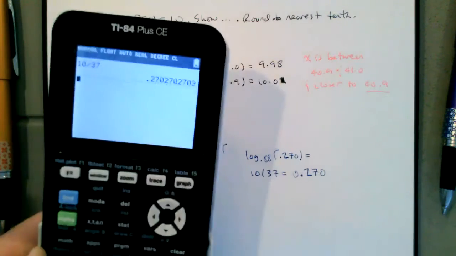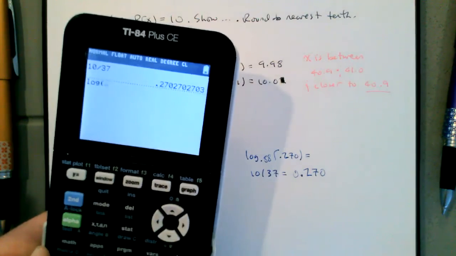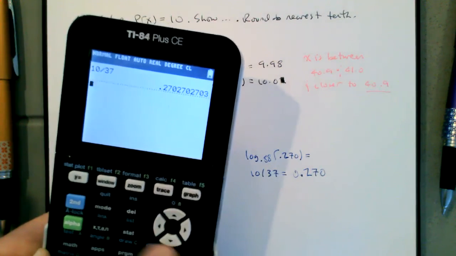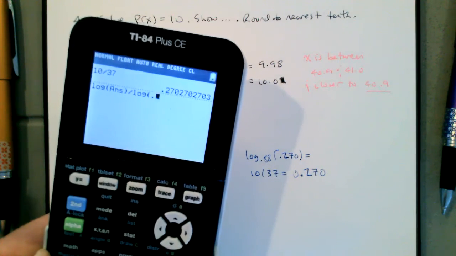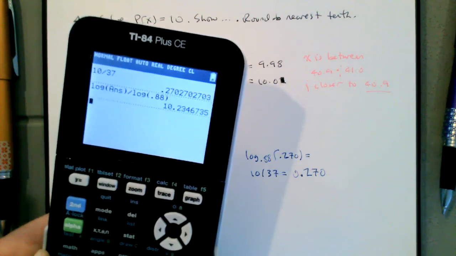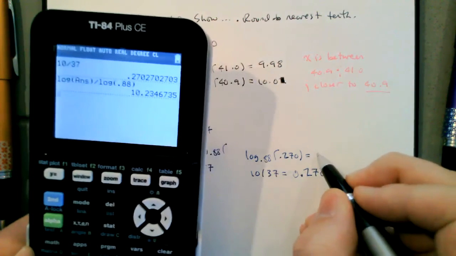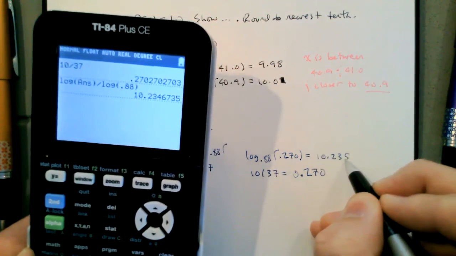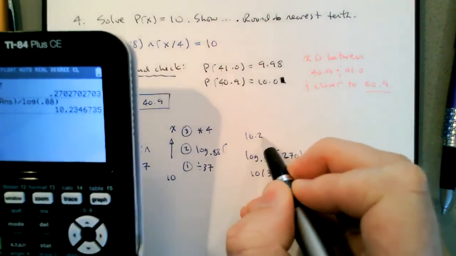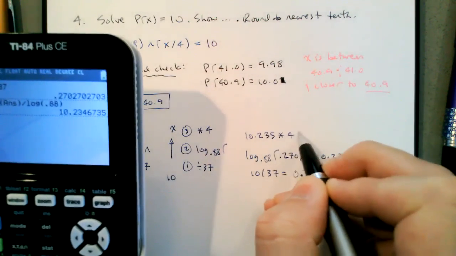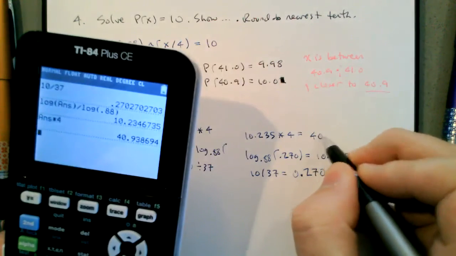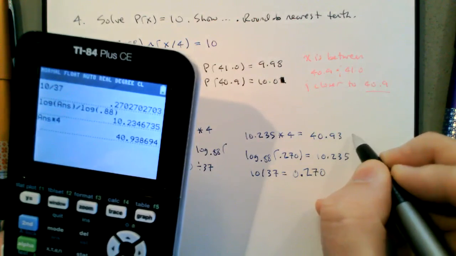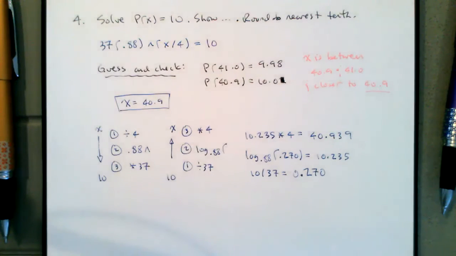And to do that, I'll take the log of 0.27, so log of the answer, divided by the log of 0.88. That's going to be 10.235. And then I'll multiply by 4, and we get 40.939, we'll call it. And so that still leads us to X equals 40.9, rounded to the nearest 10th.